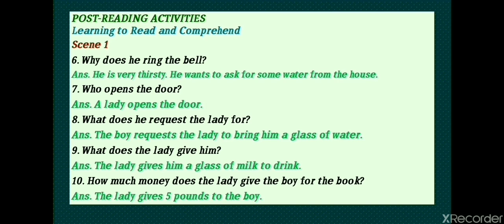Number 10. How much money does the lady give the boy for the book? Answer to this question is the lady gives 5 pounds to the boy. Enjoyed the activity? Okay, let's move on.